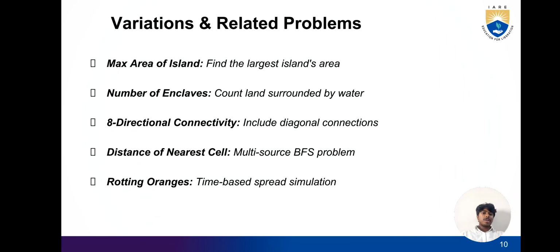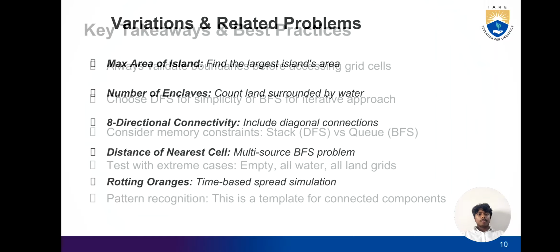The variations and related problems. Max area of island: find the largest island's area after finding an island. The number of enclaves: count land surrounded by water. 8 directional connectivity, which includes diagonal connections. Distance of nearest cell, a multi-source BFS problem. And rotting oranges, with time-based spread simulation.